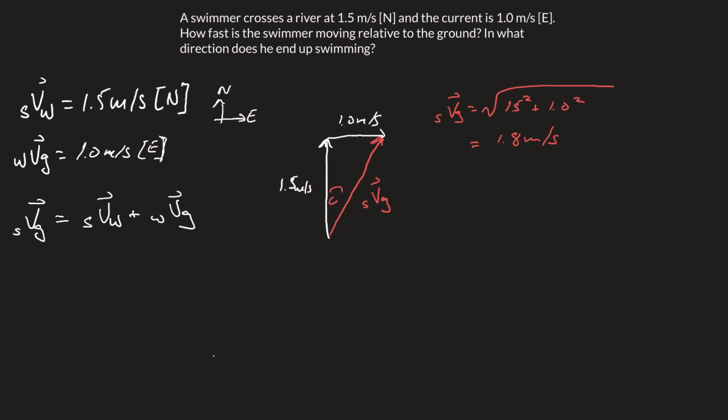Now we also need to know this angle. Because it is a vector, we need to give it some direction. So that angle inside of the triangle is the inverse tan of 1.0 over 1.5, which leaves us with an angle of 33.7 degrees. So we would say that, therefore, the velocity of the swimmer relative to the ground is going to be equal to 1.8 meters per second north, 33.7 degrees east.